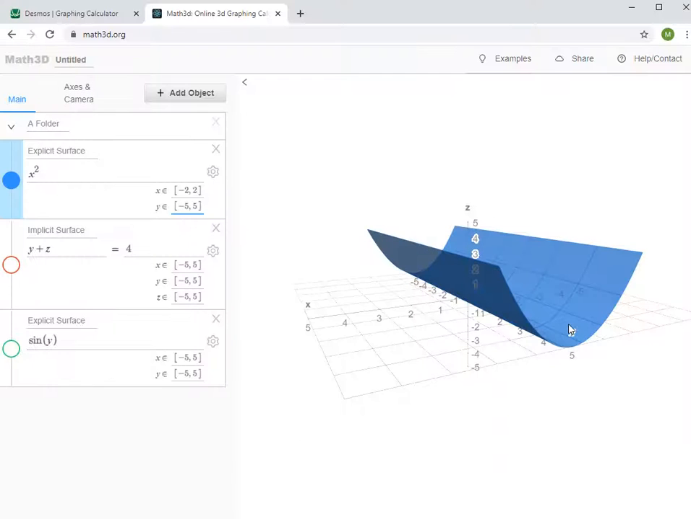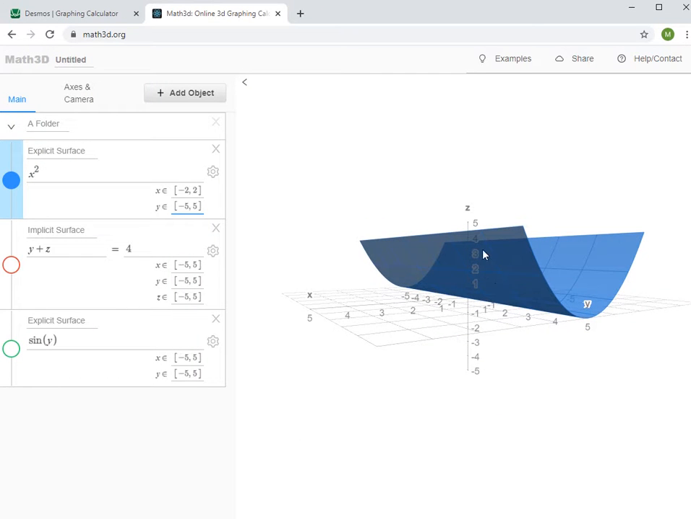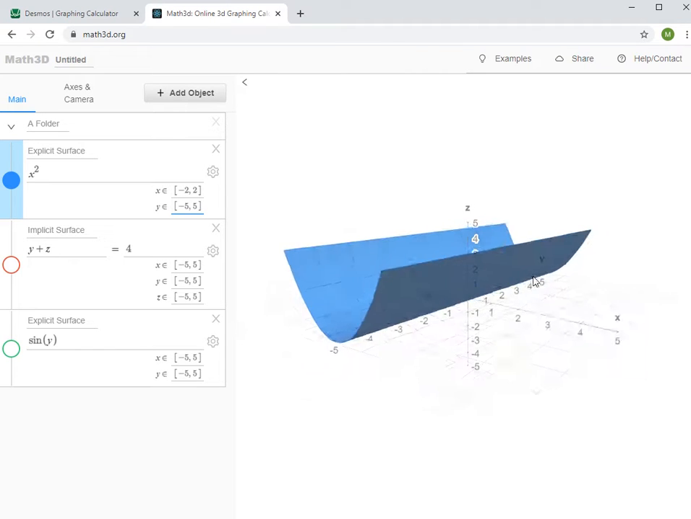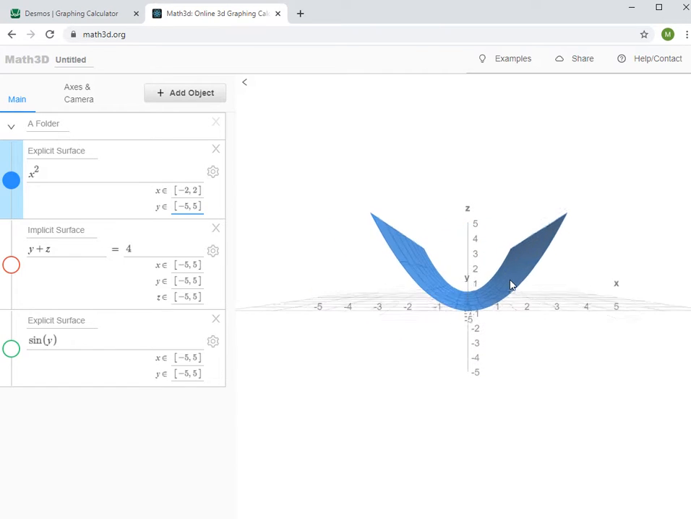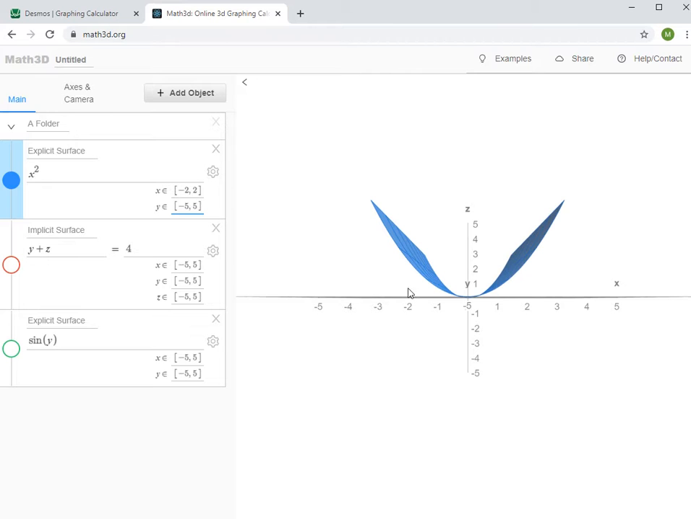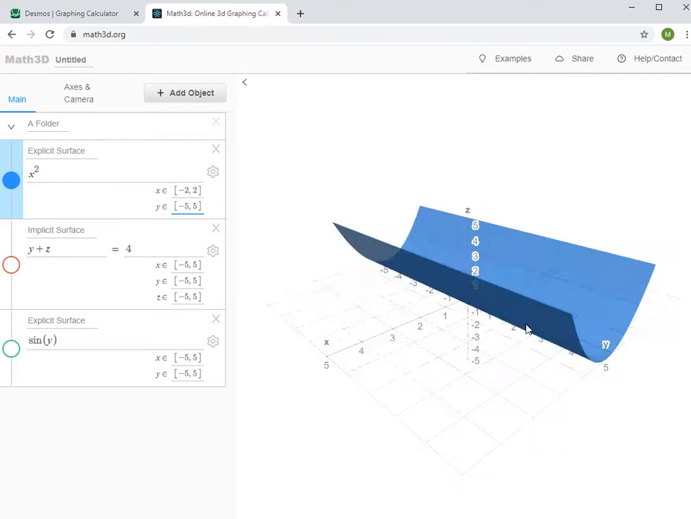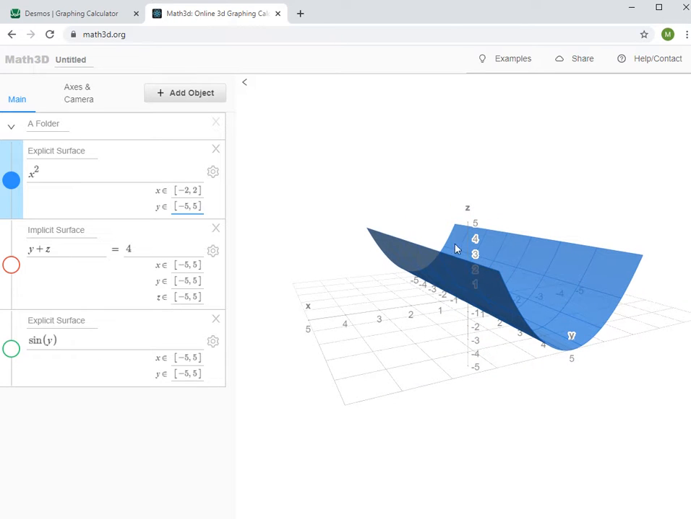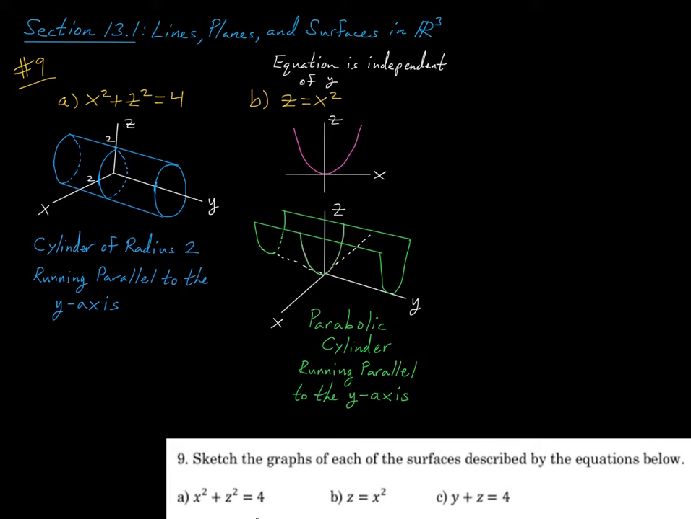Okay, so let me jump over here to this graph. Here is our parabolic cylinder, right? This parabolic trough surface. So here's the xz plane, right? X on the horizontal, z on the vertical, and you can see that parabola. And then if you run parallel to the y-axis, right, you get this parabolic cylinder. Cool. All right, so then for C, the equation is y plus z is equal to 4.